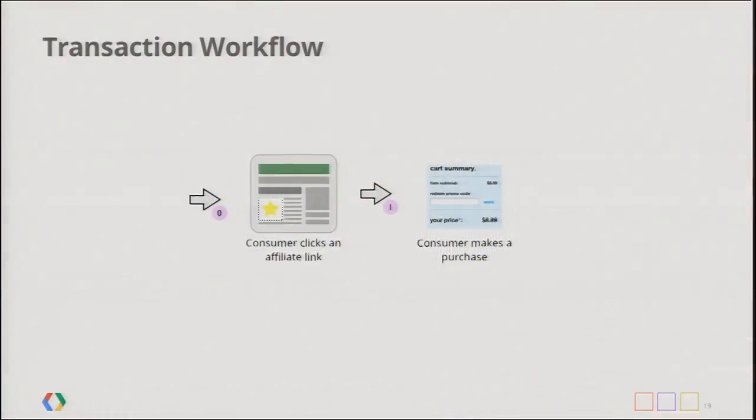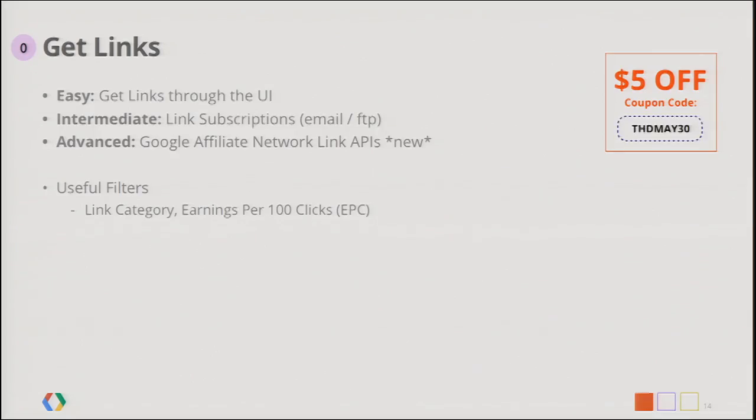Once you do that, you just get the links and put them on your website. There are a variety of ways to get links. By far the easiest way is through a UI. You can navigate to the links page, check out the link that you want, copy it, and paste it into your website. The problem with this is it tends not to scale very well. You can do this for tens of links and even hundreds, but doing it for thousands and tens of thousands of links is just not feasible.